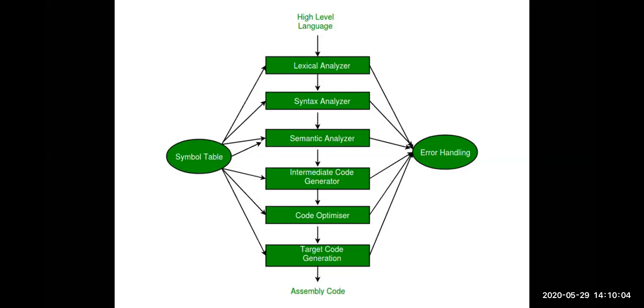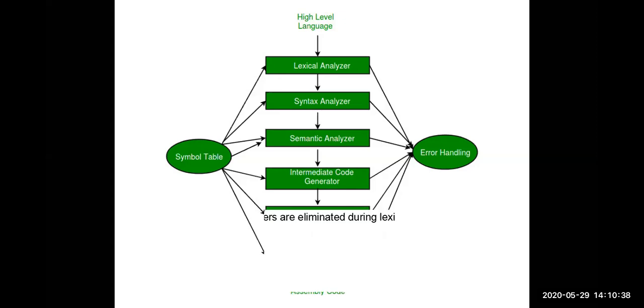Lexical analysis, syntax analysis, and semantic analysis: these three are the analysis part. The name itself gives a clue. The last three are the intermediate code generator, code optimization, and target code generation. These three are commonly known as the synthesis part. Synthesis means producing. They will produce the machine code. These three steps will generate the required assembly code. Clear? Now, when we come to the lexical analyzer, yesterday we briefly saw it.